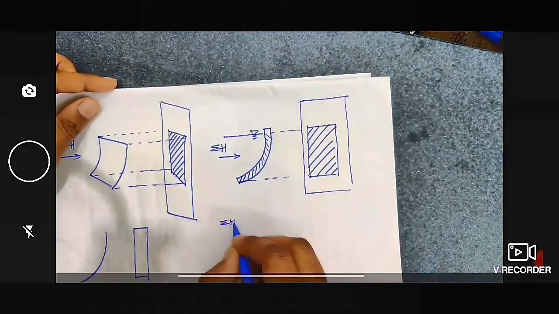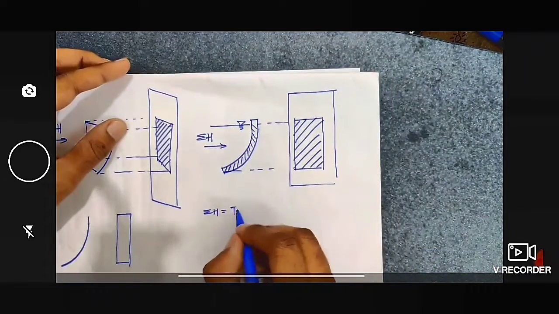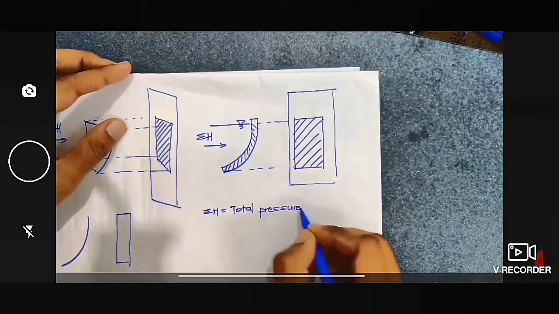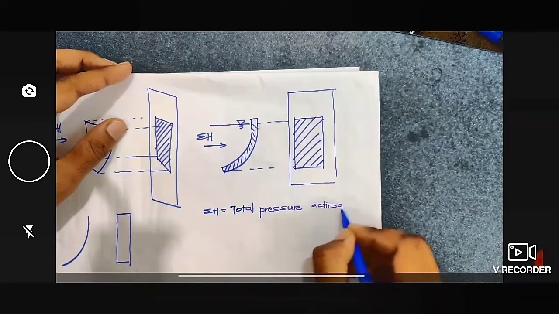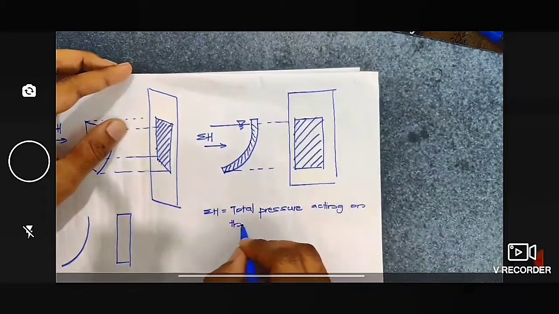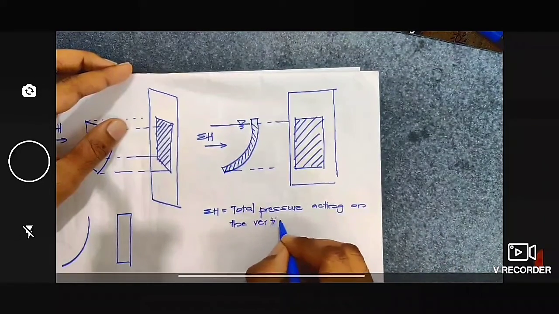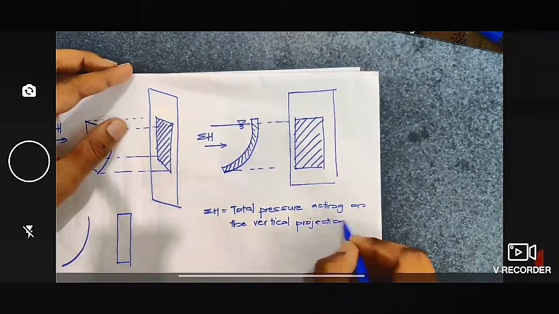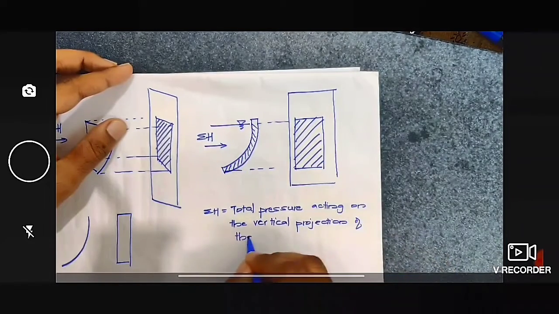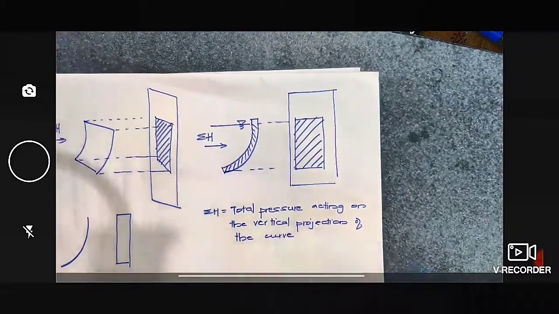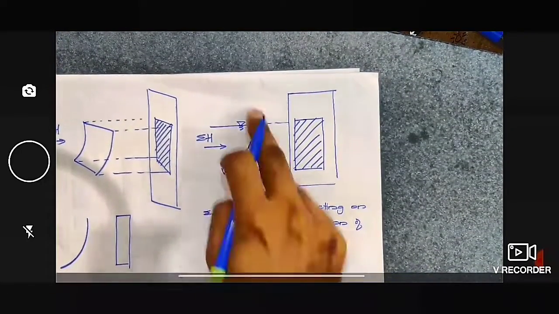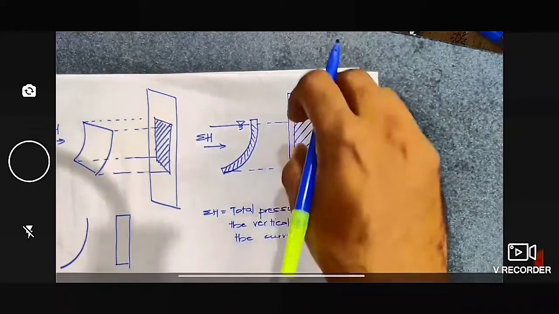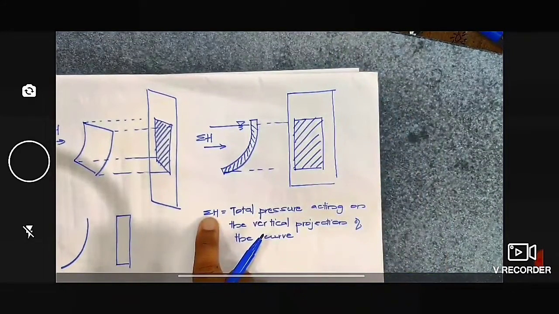So sigma h will be equal to the total pressure acting on the vertical projection of the curve. That is how you find sigma h. You convert this curve to a vertical plane. Once you get the vertical plane, you calculate the force acting on the vertical plane. That will be equal to sigma h.